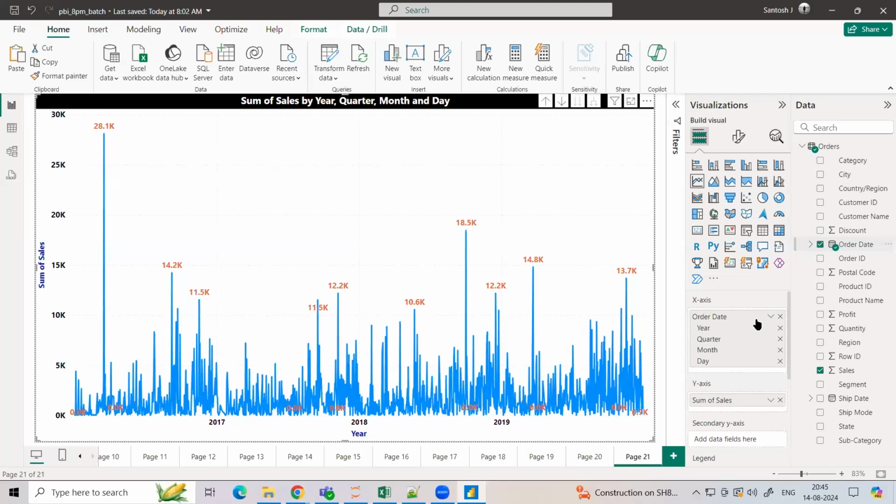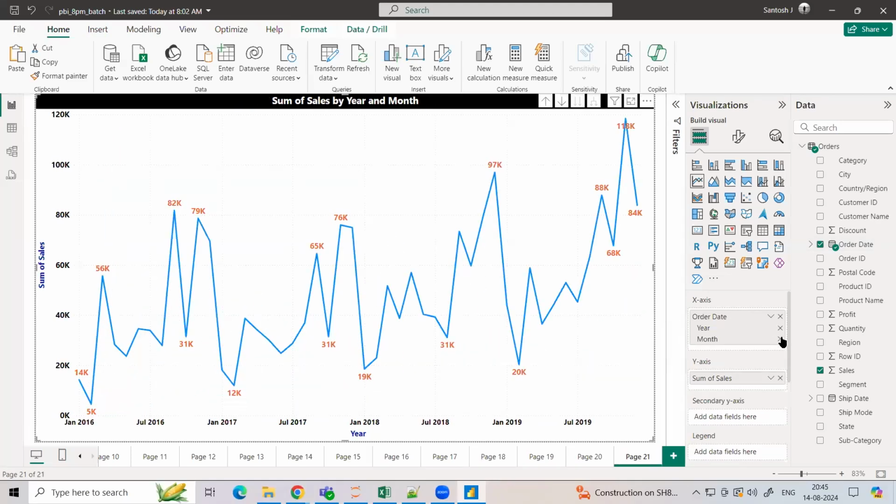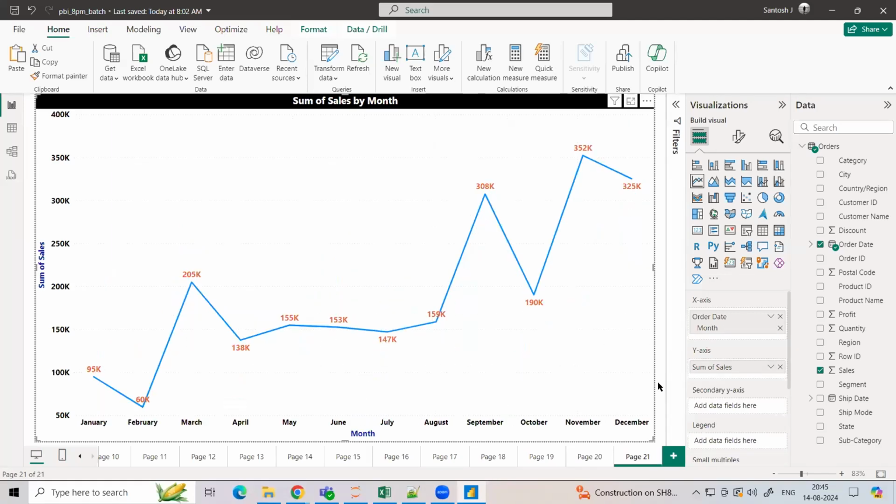But in the order date, I will not take by day. I will not take by quarter. I will not take by year. I will take by month. Now see, what is happening?